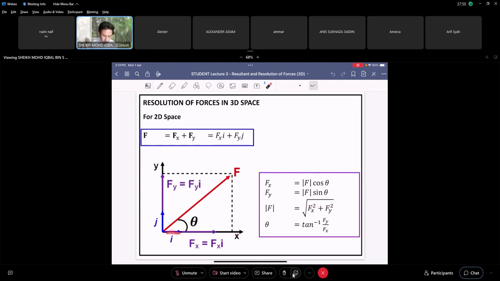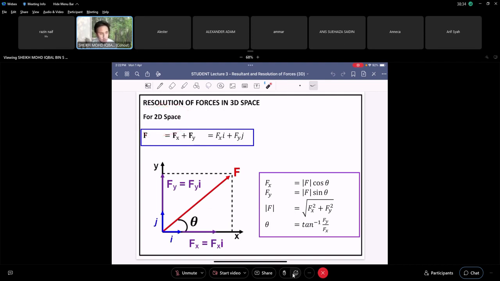To calculate Fx, cos is adjacent over hypotenuse, so that's why you use cos. To calculate Fy here, it's opposite over hypotenuse, that's why we use sine. To calculate the magnitude, it's just using Pythagoras' theorem: Fx squared plus Fy squared, and then you take the square root to get the magnitude. Then the angle is just using tan, Fy over Fx, right? Opposite over adjacent, that's why we are using tan. So it's very straightforward to resolve forces in two-dimensional space.